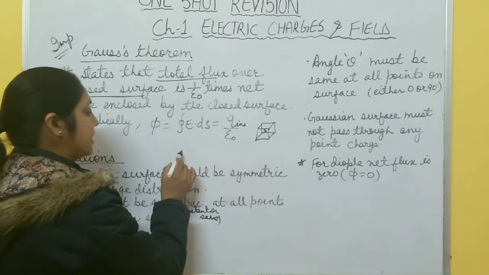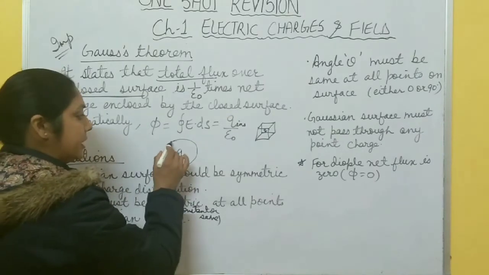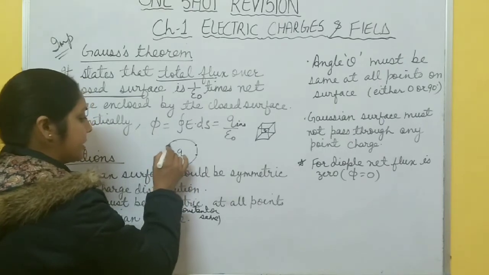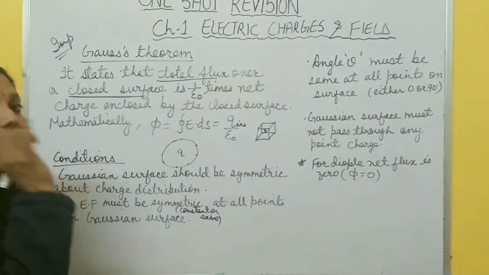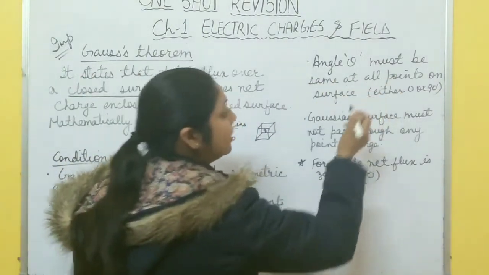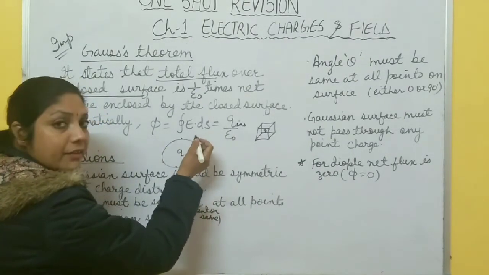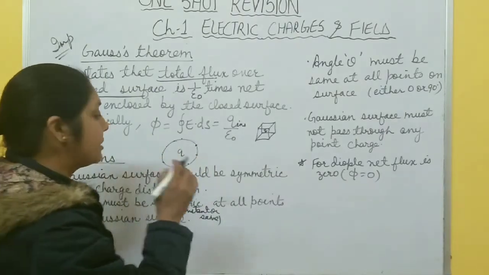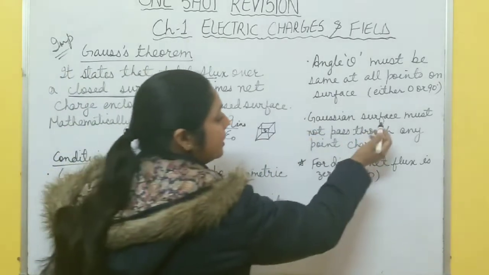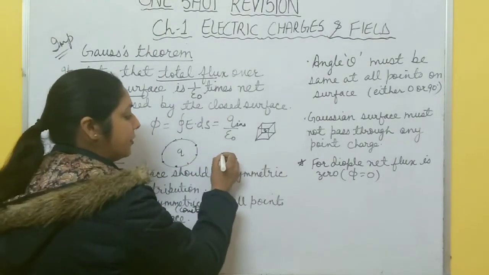Suppose there is a charge, and you draw a Gaussian surface like this one. This surface should be symmetric, and the electric field at each point of this surface must be symmetric. It means the electric field is the same, or constant, on the Gaussian surface. The third point is that the angle theta must be the same at all points on the surface. The angle between the electric field vector and the area vector must be the same at every point on the Gaussian surface. And the last one: the Gaussian surface must not pass through any point charge. Suppose this is a charge.